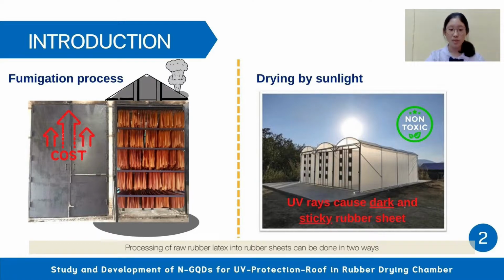Processing of raw rubber latex into rubber sheets can be done in two ways: by fumigating raw rubber sheets or by drying raw rubber sheets using sunlight. However, the fumigation process costs very high and often faces issues, such as heat loss. Although drying by sunlight is cheap and non-toxic, this method forces rubber sheets to be exposed to UV rays, resulting in dark and sticky rubber sheets, which means the price is falling.